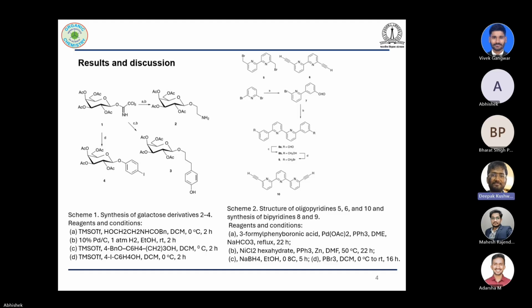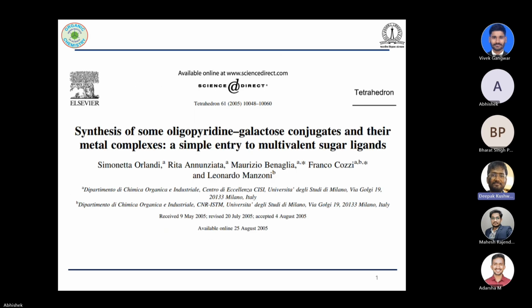You go to the title of the paper. What is their target? Oligopyridine galactose conjugate and their simple entry. This is a very old paper. Okay. I think after that they did something in another paper maybe. So these are metal complexes only; they wanted to make them using this oligopyridine galactose. Okay.